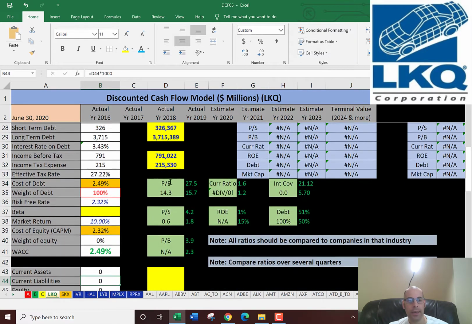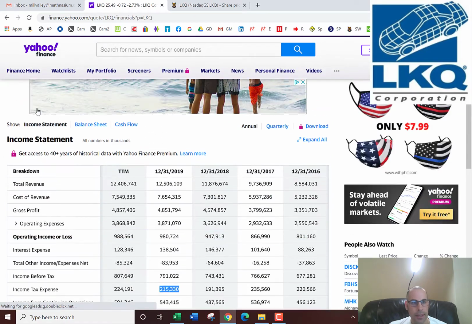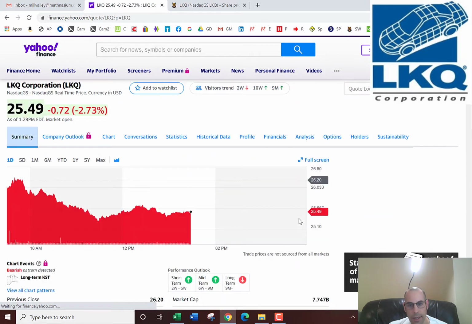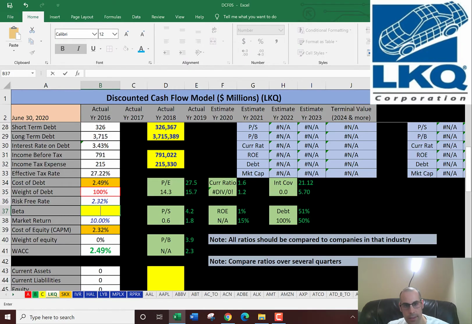Now let's get their cost of equity, and we'll need the beta for that. And that's the volatility of the stock. And according to Yahoo Finance, the beta is 1.68. So the stock moves about 1.5 times the market.